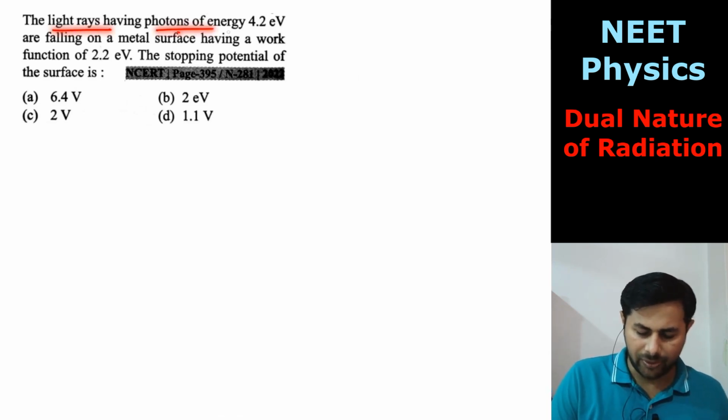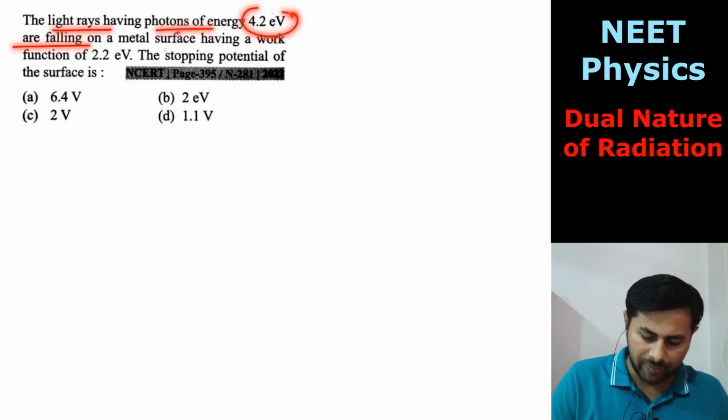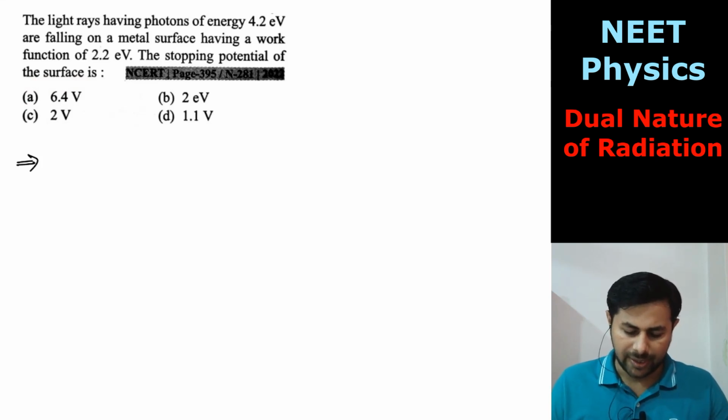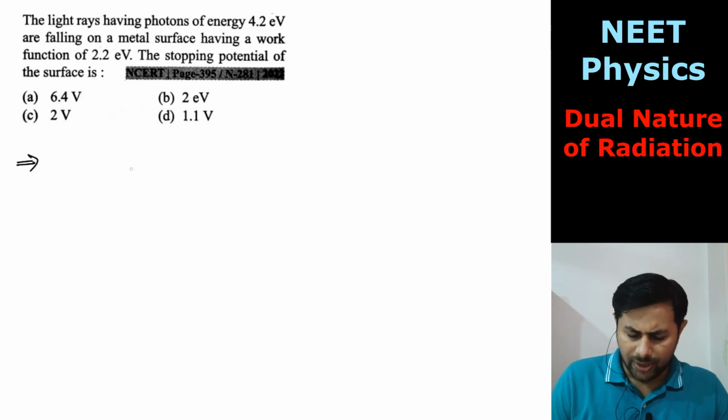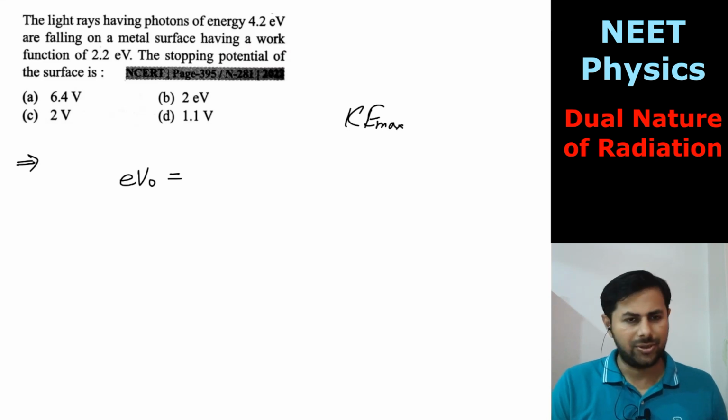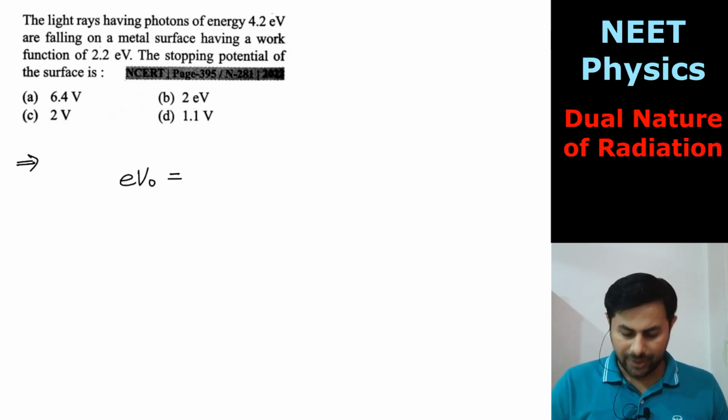The light rays having photons of energy 4.2 electron volt are falling on a metal surface having work function of 2.2 electron volt. The stopping potential of the surface is. Okay, the light rays having photons of energy 4.2 electron volts. This is very simple. Again, stopping potential, you can write eV naught, right? So it should click which form of the photoelectric equation we should use. Here they are asking about stopping potential. We have kinetic energy KE max equal to h nu minus h nu 0, and because they are asking about stopping potential, KE max is equal to eV naught, right? So we should use this equation.